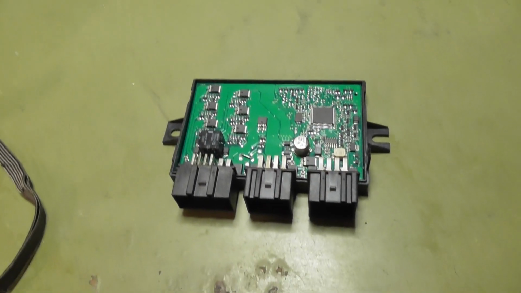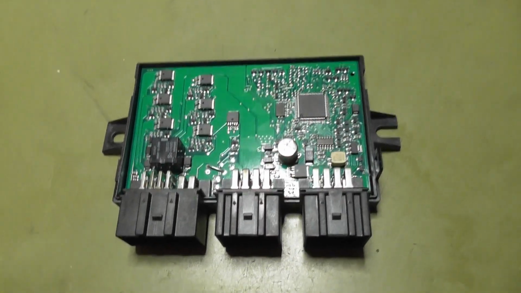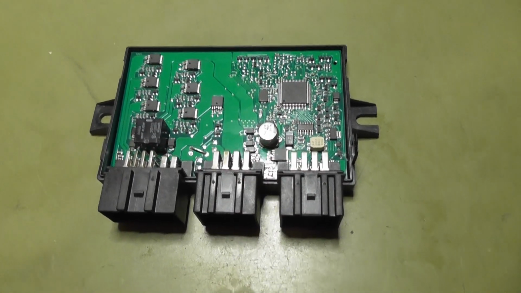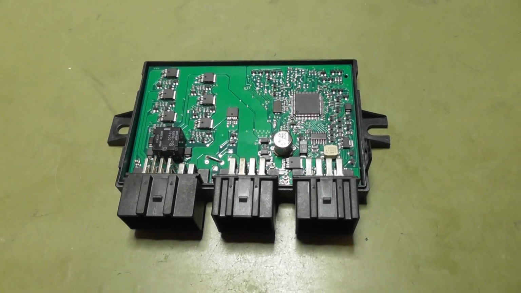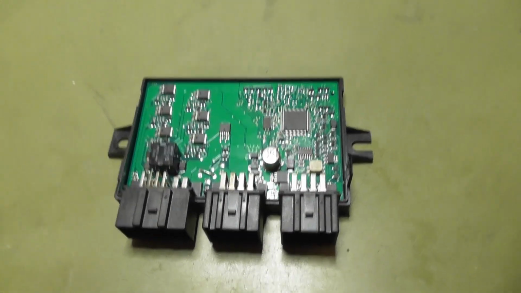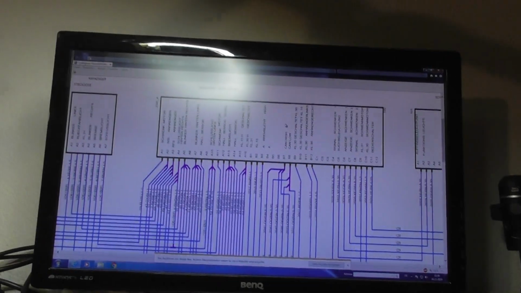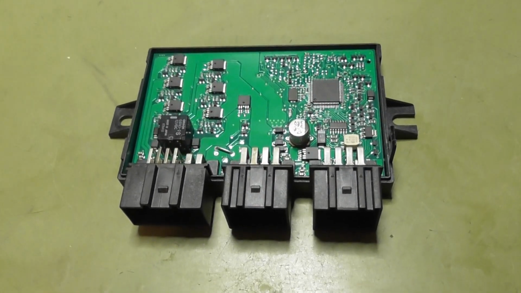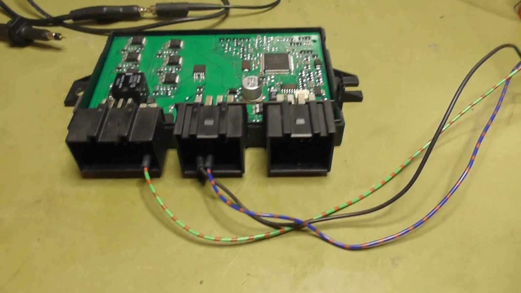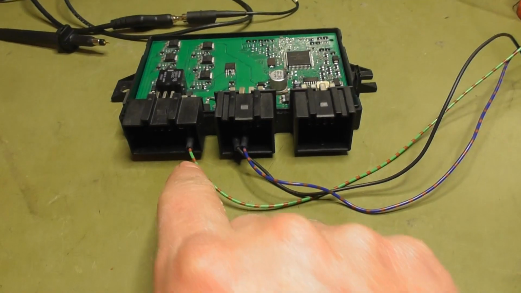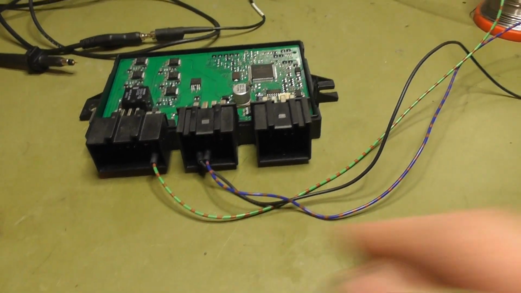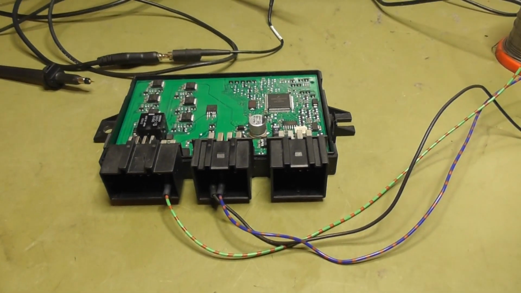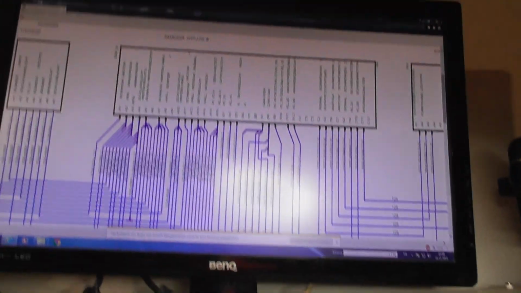Here is the module from the Porsche Cayenne, the trailer module, and I want to do some measurements on my desk. Here is the wiring diagram that we saw in the other video. I connect power and grounds and do some measurements. Wires are installed: ground and two positive wires, one permanent and one switched.